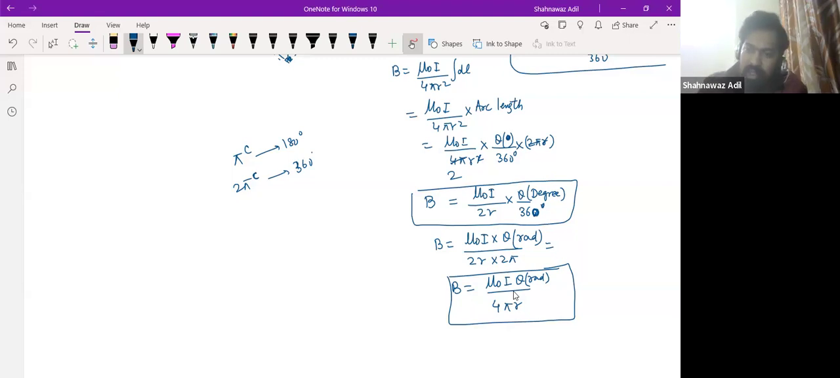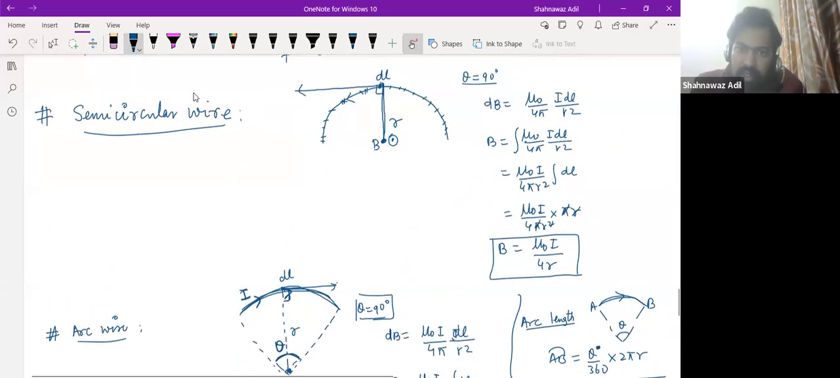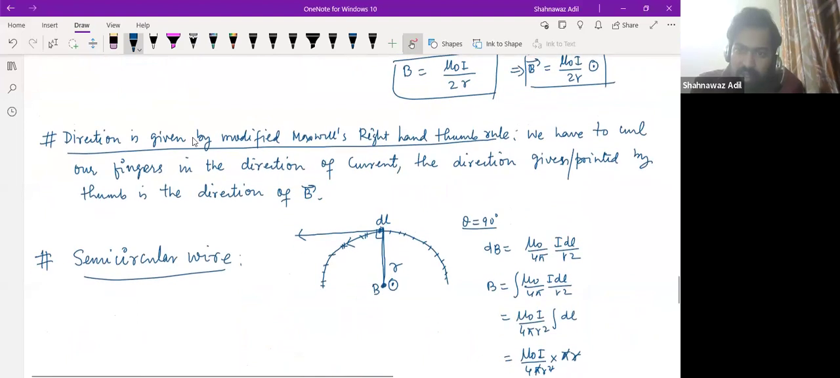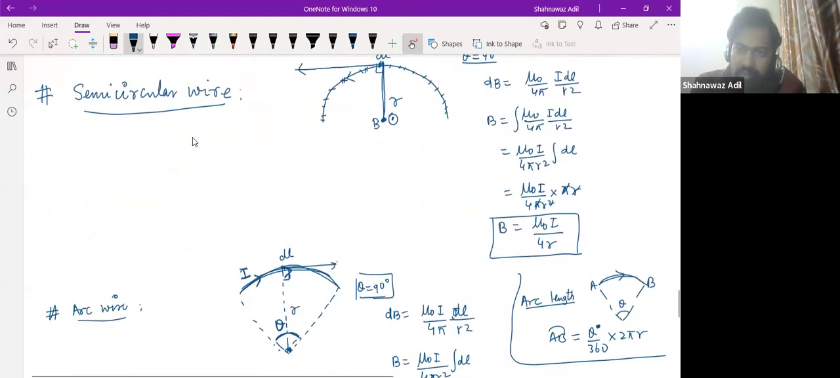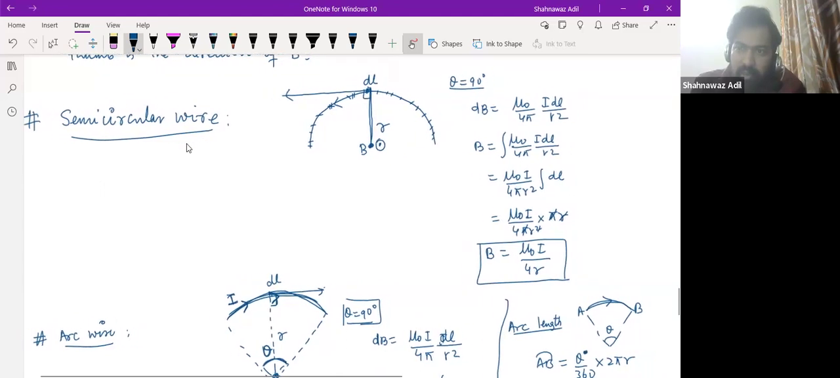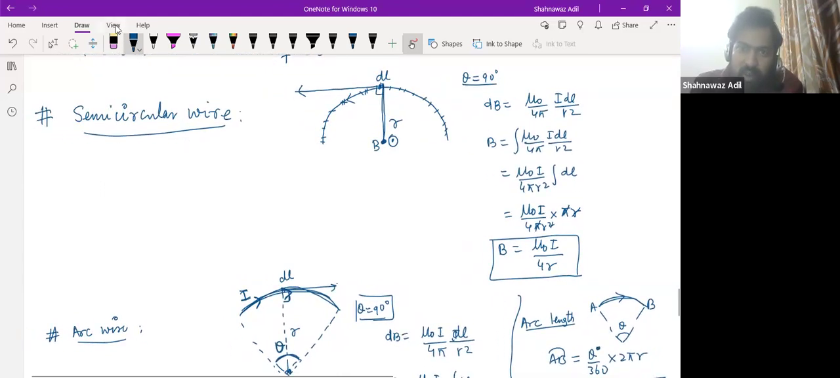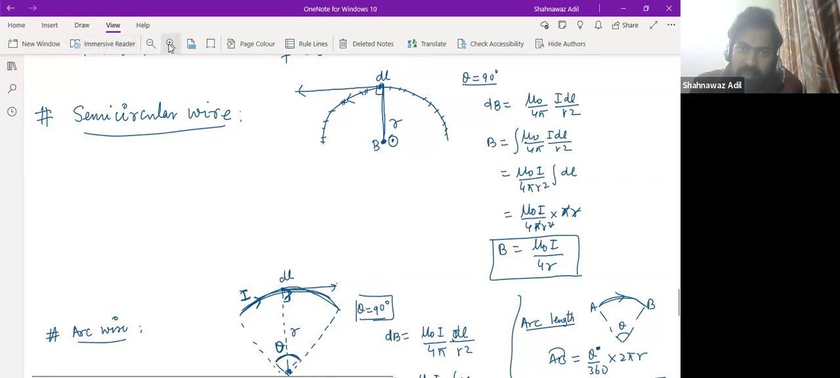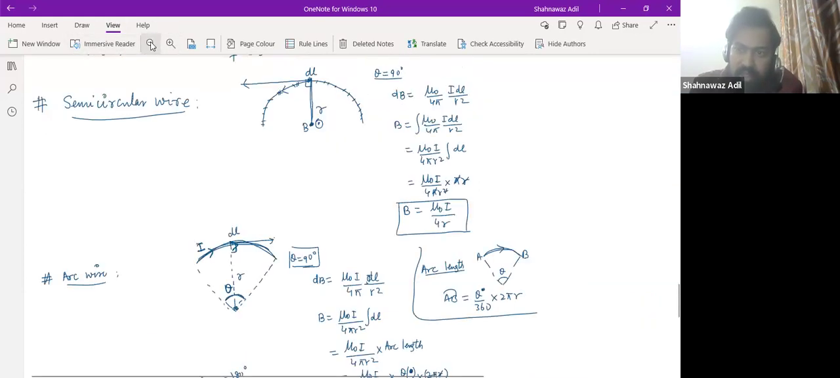Okay, then please note down this part, and then we'll do one question. And the direction is the same. For the direction, you have to use the modified version of Maxwell's right hand rule. Whenever you have noted it down, please let me know.